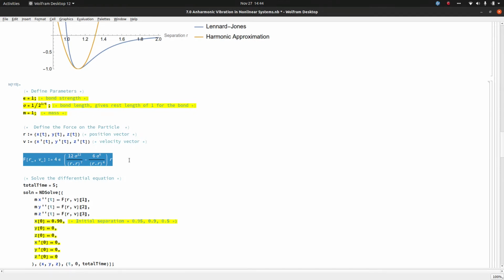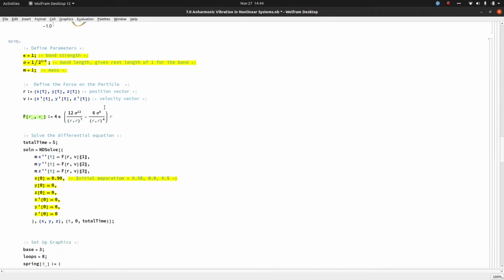We will then take the Lennard-Jones force, which I believe we computed in the Taylor series video. I'm not going to do that here, but we'll leave it as a home exercise. All you have to do is take minus the derivative of the potential and you get your Lennard-Jones force. So we've defined the force on our particle.